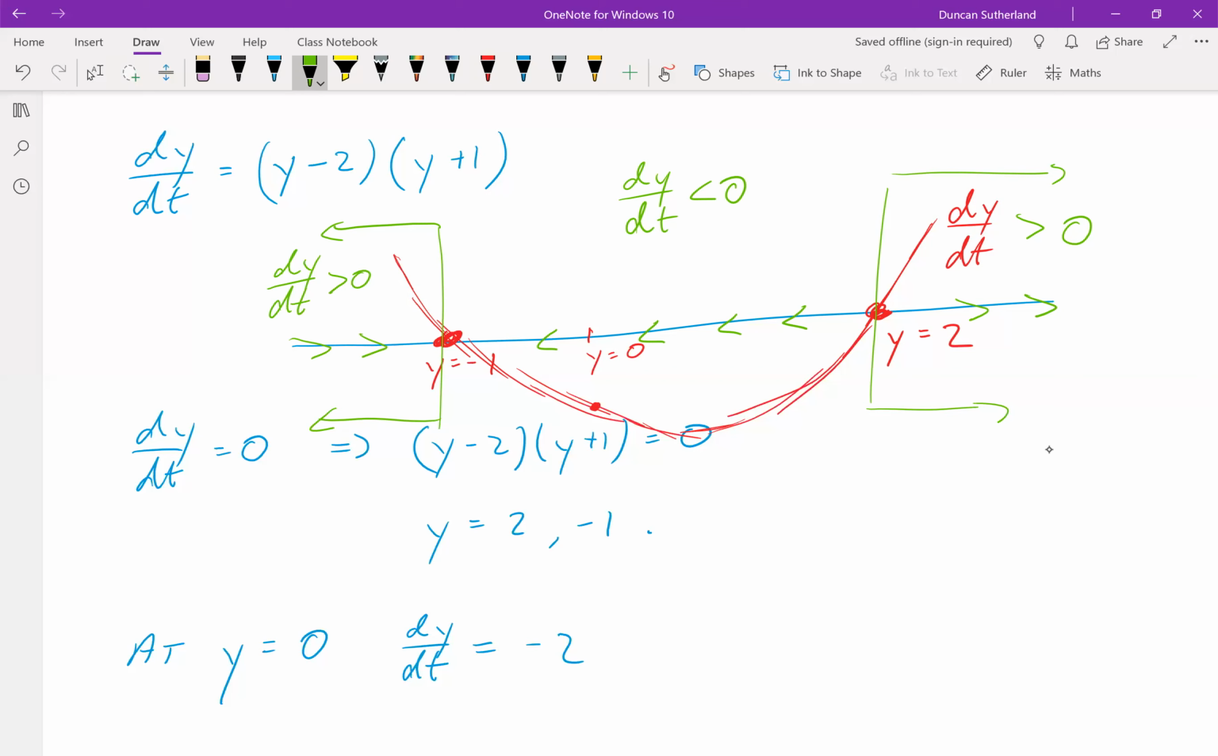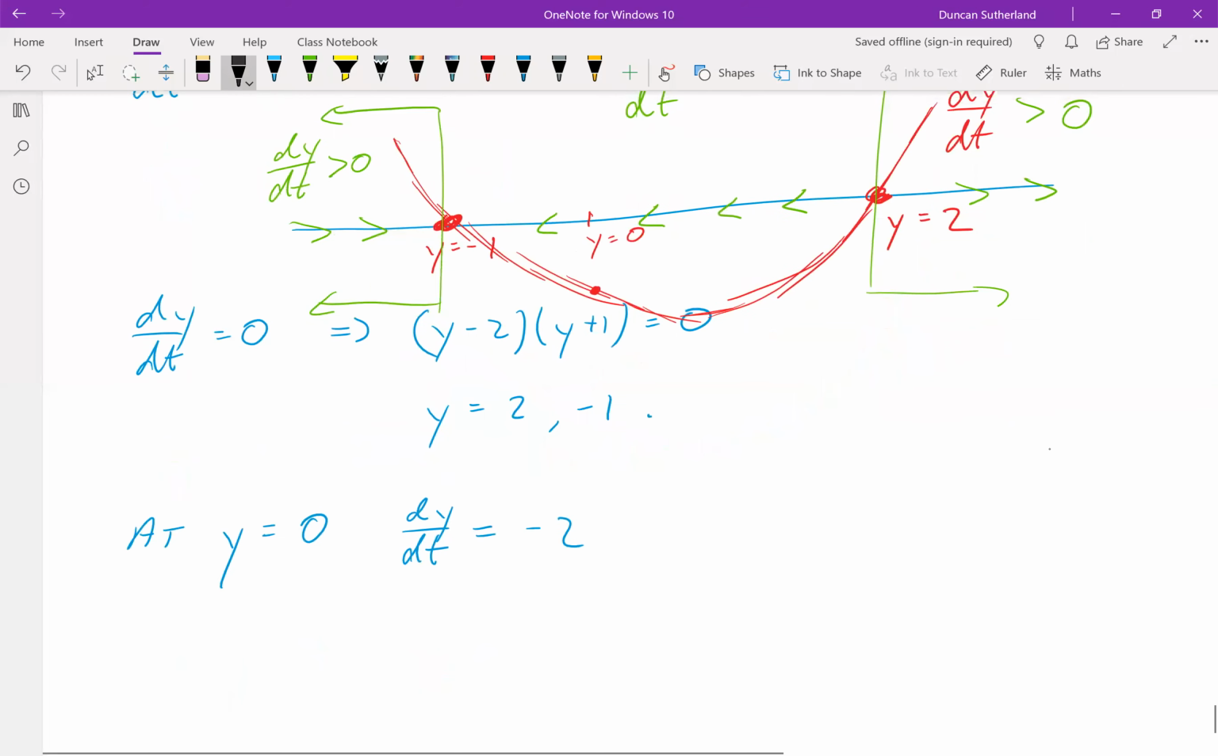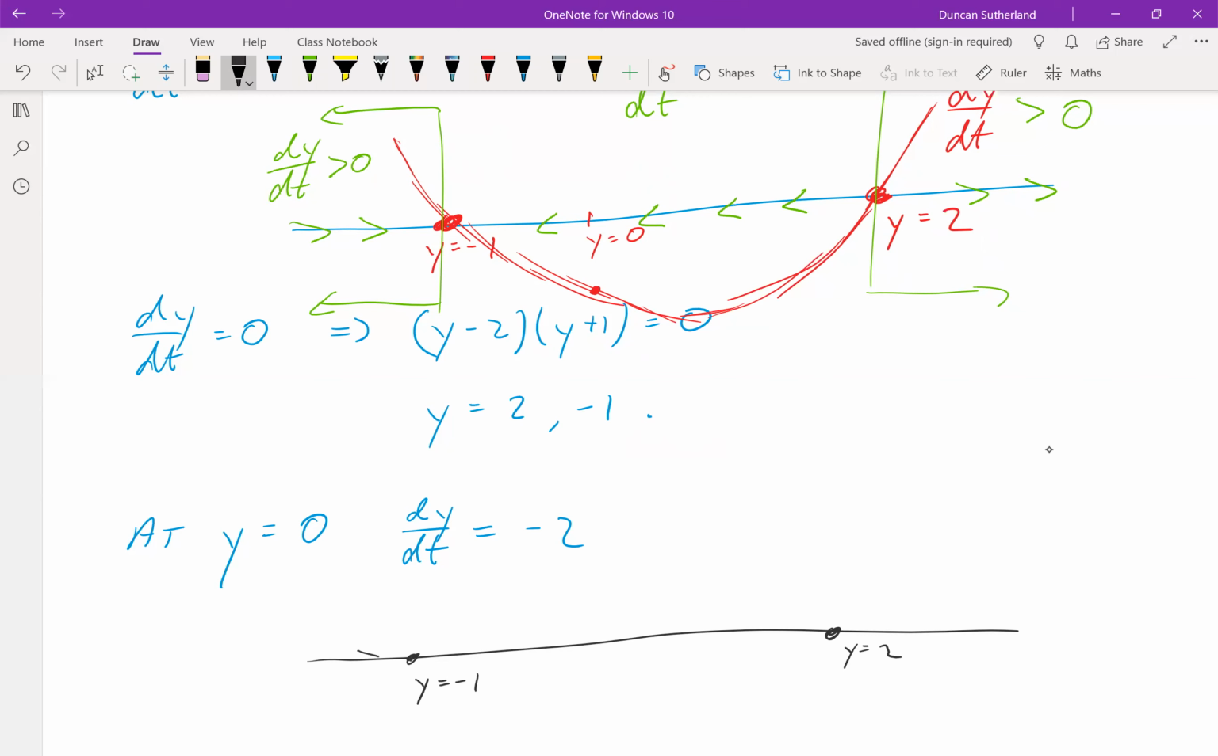And so we're left quite quickly with this nice phase line drawing, which I'm just going to reproduce down here in black. Just the line with the arrows. So no extraneous information. We see that trajectories converge upon y equals -1, so that's a stable critical point, and they diverge from y equals 2, which is an unstable critical point.